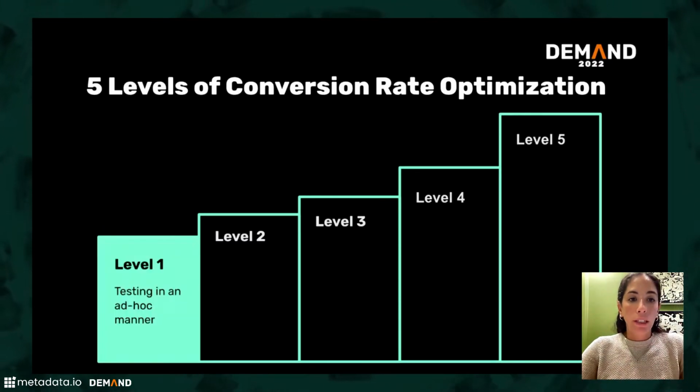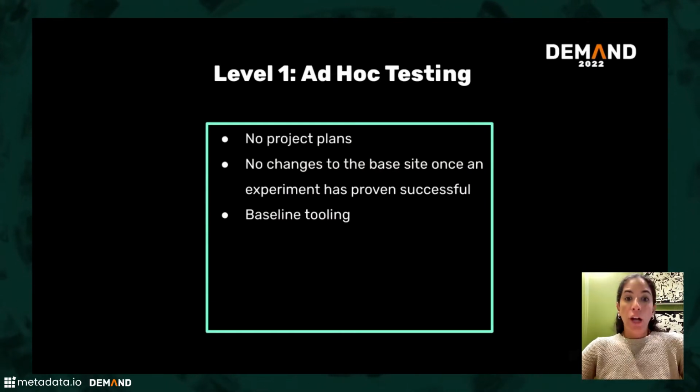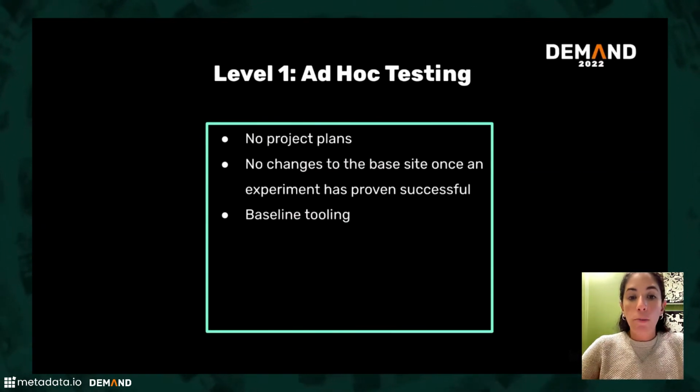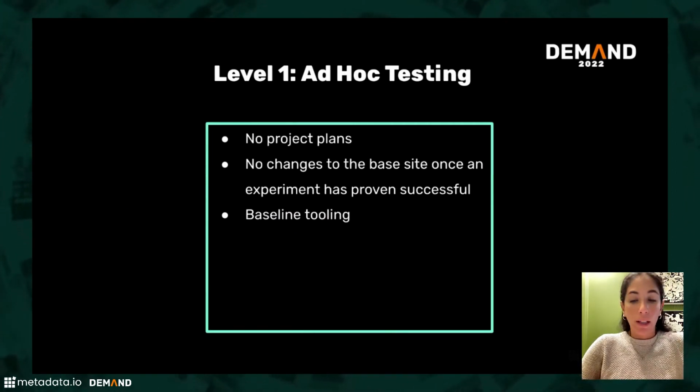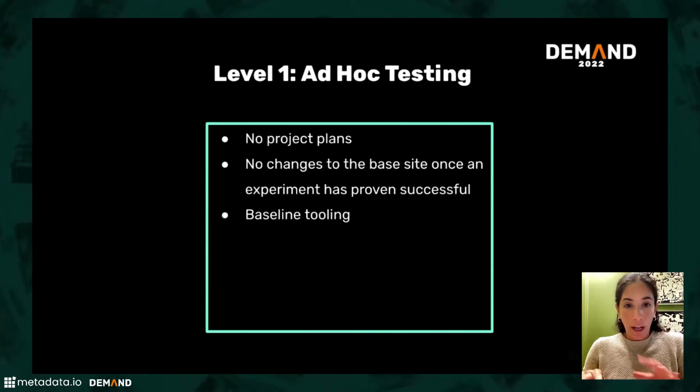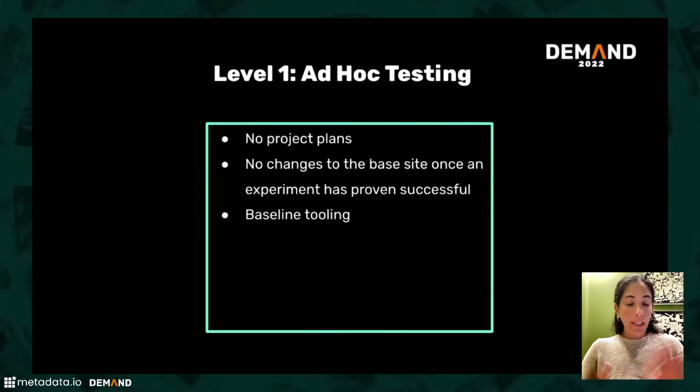So, starting with level 1, testing in an ad hoc manner. Generally, you're not building a project plan. Once you reach statistical significance, you're not making a change to your base site or the rest of your marketing initiatives because of those learnings. And you're using baseline tooling, something like Google Optimize that's free to use, and you're just messing around in there and seeing how it works.